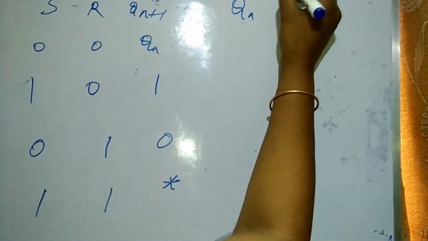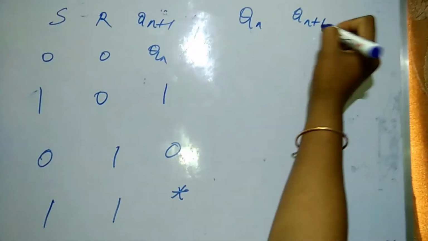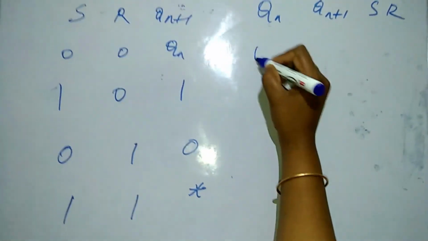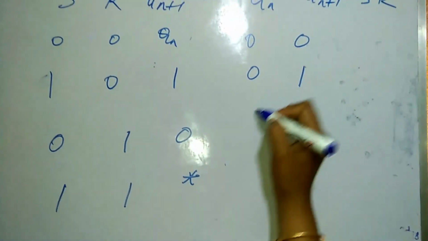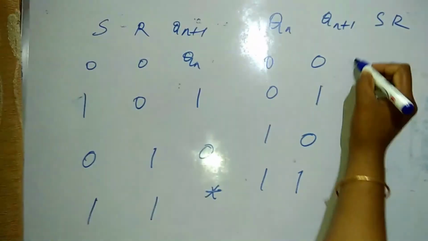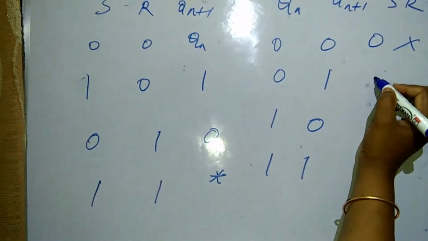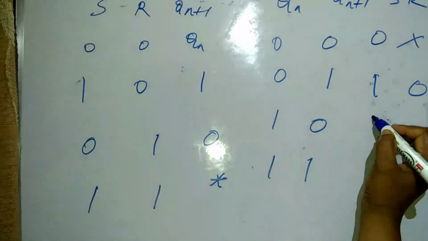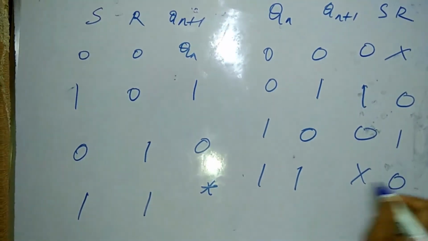And coming to the excitation table, it is Qn, Qn plus 1, S and R. You have 0, 0, 0, 1, 1, 0, 1, 1. So here you have 0 and don't care, 1 and 0, 0 and 1, and don't care and 0.